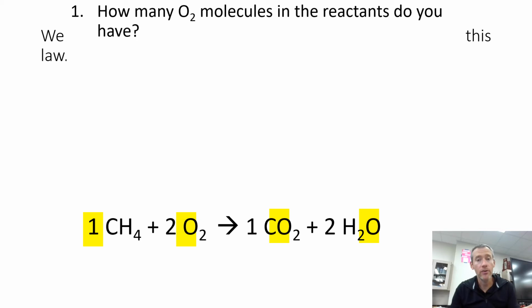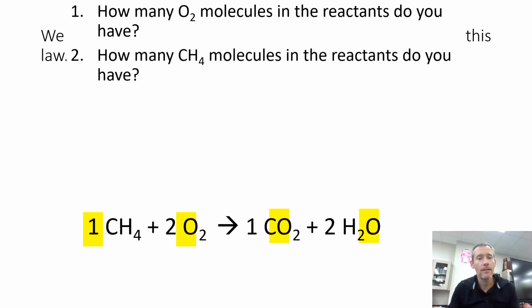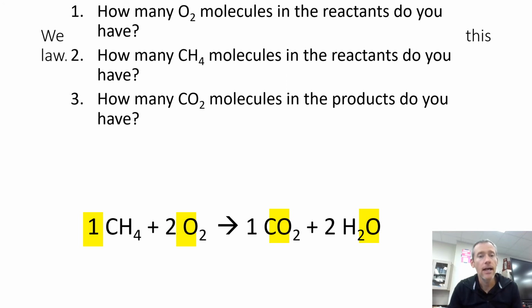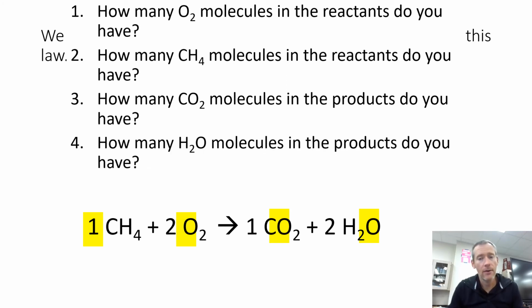So how many oxygen molecules in the reactants do we have? So molecules is how many O2s we have, and you have 2 of them. How many CH4 molecules do you have? You have 1. How many CO2? 1. How many molecules of water? 2. So those are the numbers in front, those coefficients, what they mean. So 2, 1, 1, and 2. Okay. So this is going to be part of your homework question to answer these type of questions.